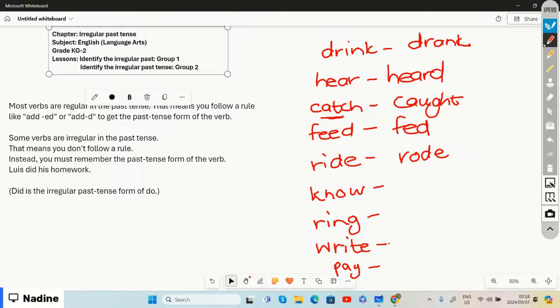What is the past tense of know? The past tense of know is I knew it. Ring. The past tense of ring is rang, wrote, and paid. So that is but a few of our irregular past tense, right? And once again, we said when it comes to our past tense, you are just going to have to know the past tense, right? There's no rule that you need to follow. You're just going to have to remember the form.